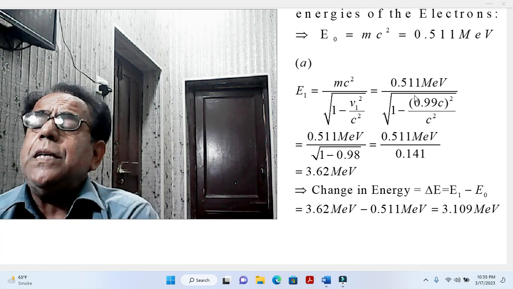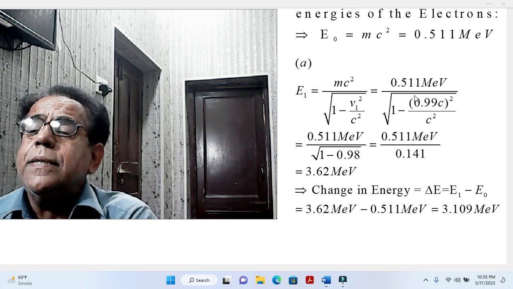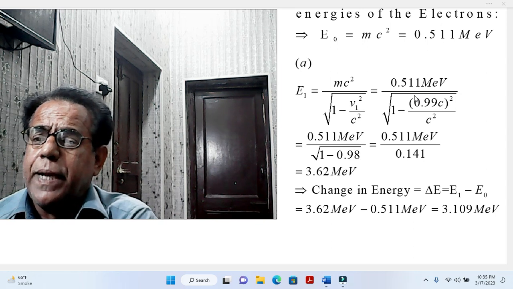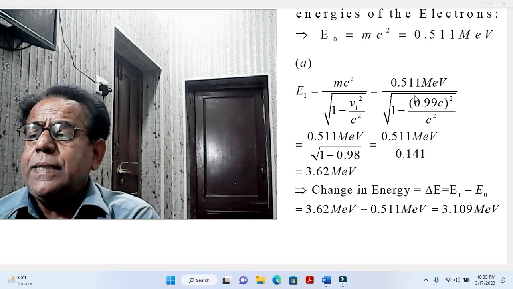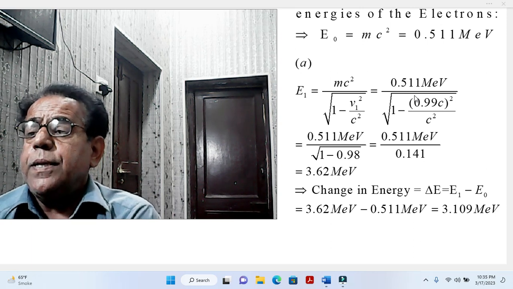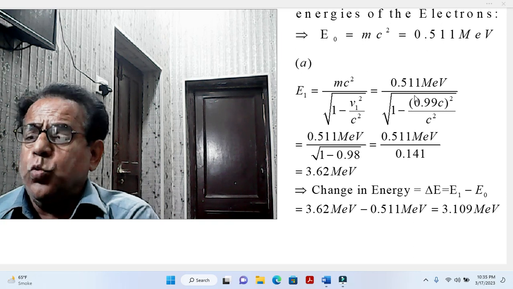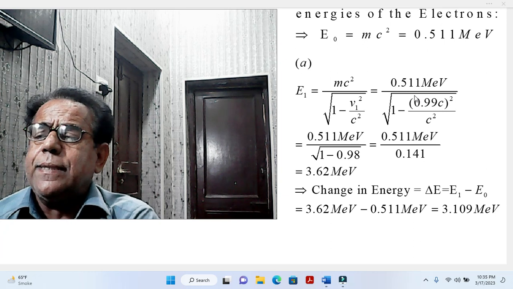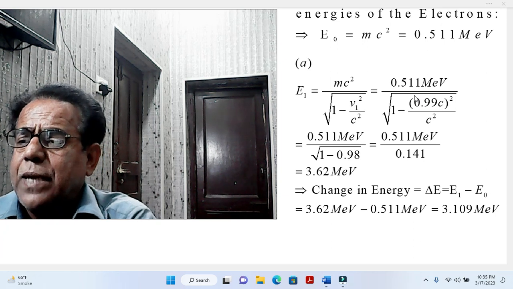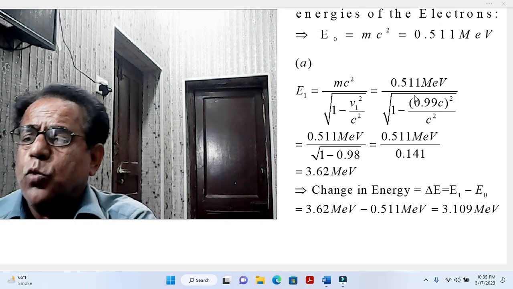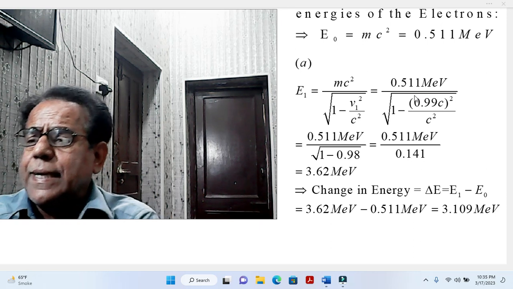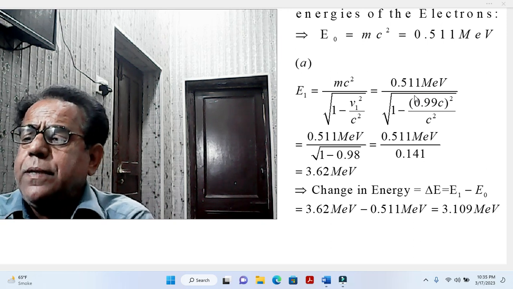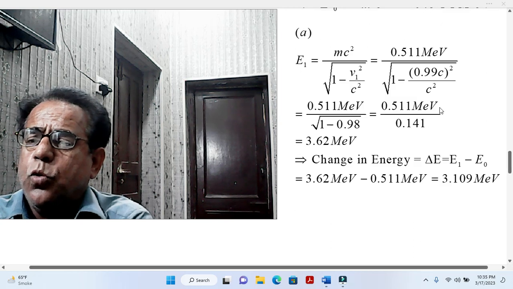The value of E1 we have calculated in the above line, that is 3.62 million electron volt, and E0 is given in the problem number 2. Both values are in million electron volt, and hence their difference becomes 3.109 million electron volt. Hence the change in energy, delta E equal to E1 minus E0, becomes equal to 3.109 million electron volt.